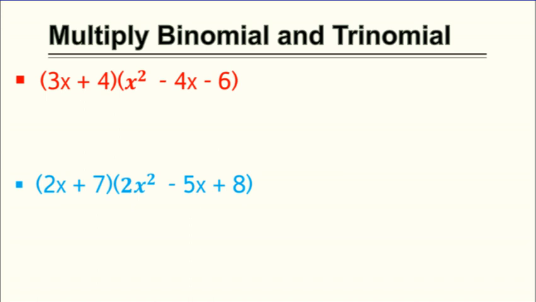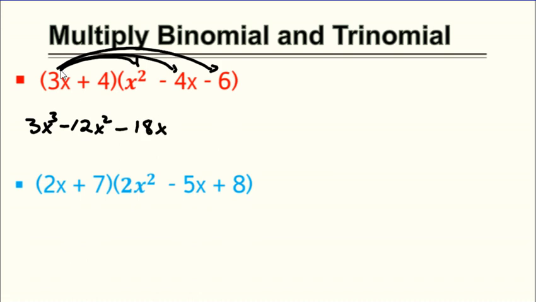And now here we have a binomial times a trinomial. You're doing everything the same thing with FOIL, just you multiply everything of the binomial times every term in the trinomial. So 3x times x squared is 3x to the third. 3x times a negative 4x is a minus 12x squared. 3x times a negative 6 is a negative 18x.